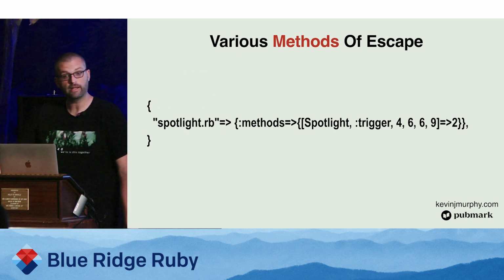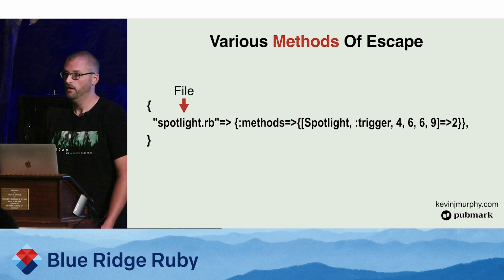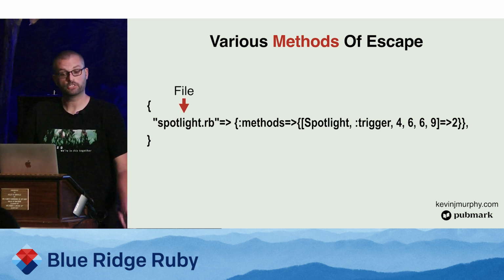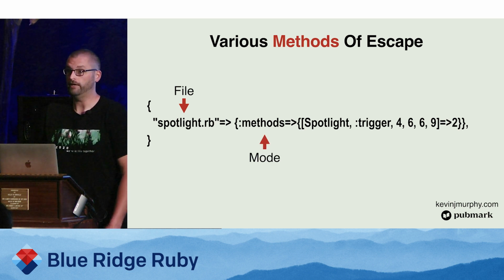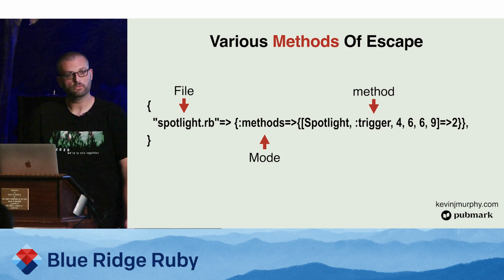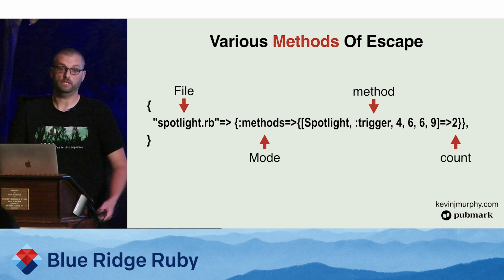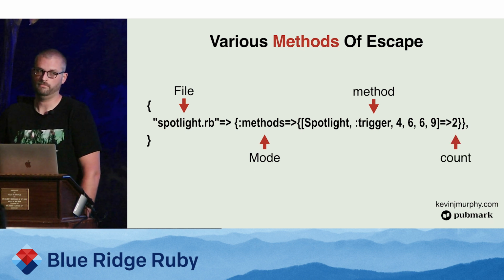We still get a hash, and that hash is still keyed on the name of a file executed while coverage is running, the value of which is a hash keyed on the mode of coverage. And for methods coverage, what you get for a value there is another hash keyed on a bunch of information identifying the method, and the value of that innermost hash being the count for the number of times this method in this file was executed while coverage is running.